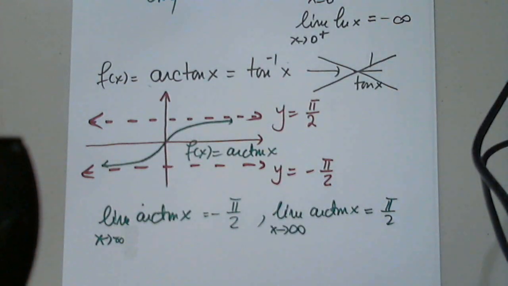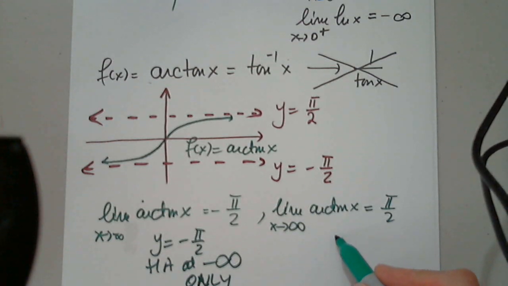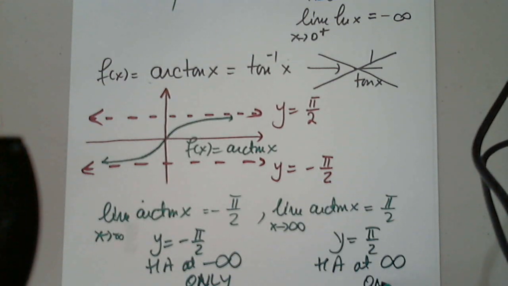Silly me. Which means, again, y equals negative pi over 2 is a horizontal asymptote at negative infinity only. And here, y equals pi over 2 means horizontal asymptote at infinity only.